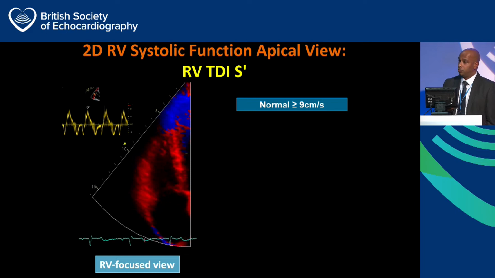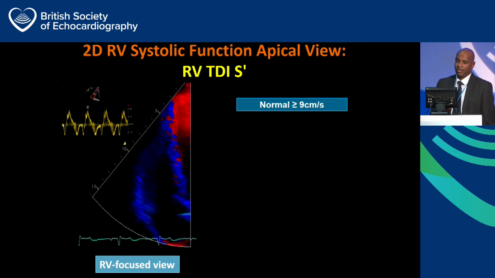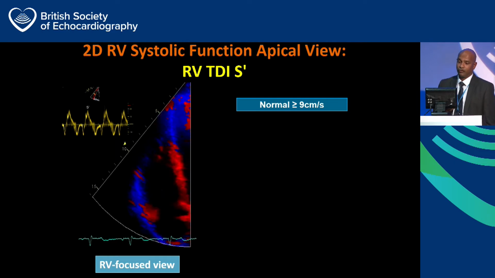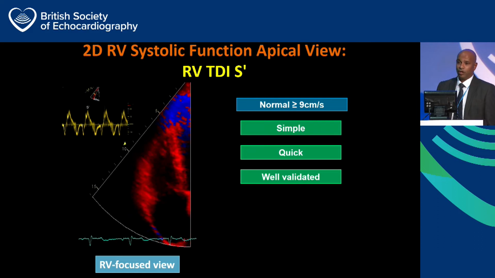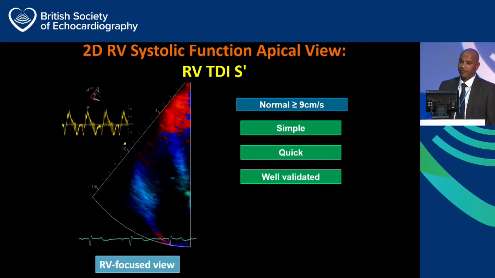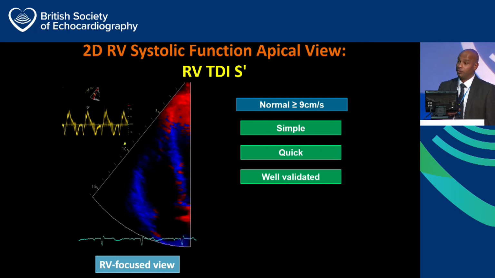There are two longitudinal measures that we make. The first I'd like to talk about is the peak systolic velocity using tissue Doppler at the lateral tricuspid annulus. This is simple, it's quick, it's really well validated. There are data sets of over 5,000 patients showing normality and how values vary with age.